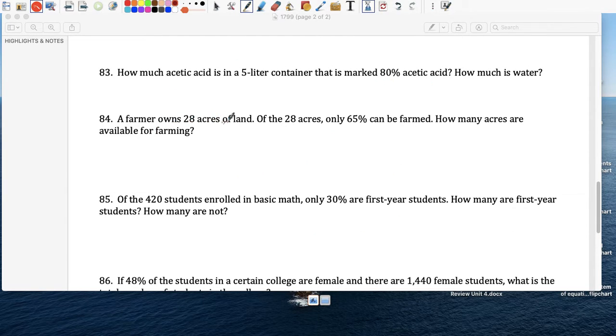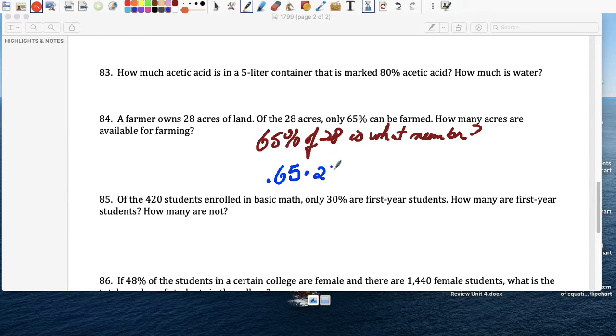A farmer owns 28 acres of land. Of the 28 acres, only 65% can be farmed. How many acres are available for farming? Again, it's a part, and most of it, more than 50%, can be farmed. So 65% of 28 acres is what number? Let's translate that directly. This equals 0.65 multiplication, 28 is the whole, and the number we're looking for, the part of it, is A. So this is the percent, this is the whole, and the number we're looking for is the part.